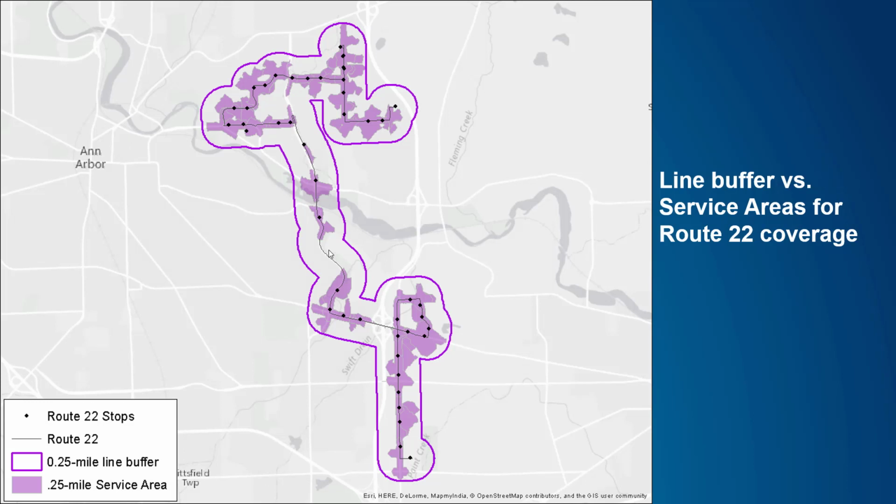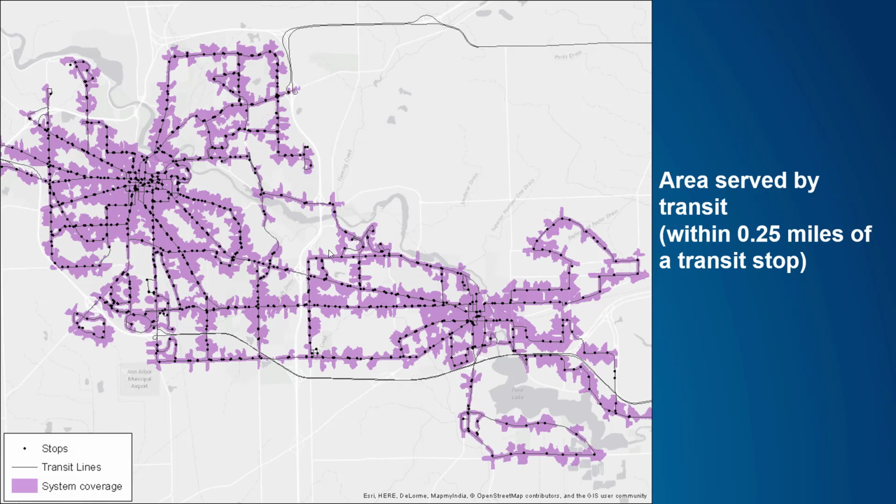Let's go back to the transit line we were looking at and compare the line buffer with the map of service areas surrounding each stop. You can see that there's a huge difference. If we create a quarter-mile service area around all the stops in the system, we get something like this. We have now successfully calculated the area served by the transit system.